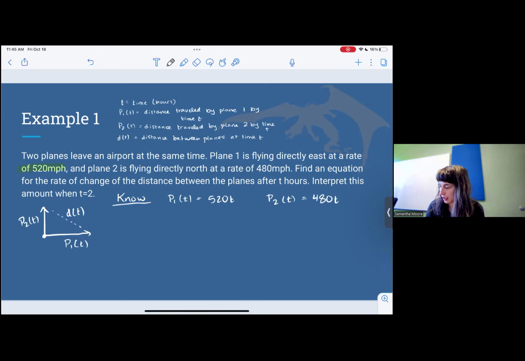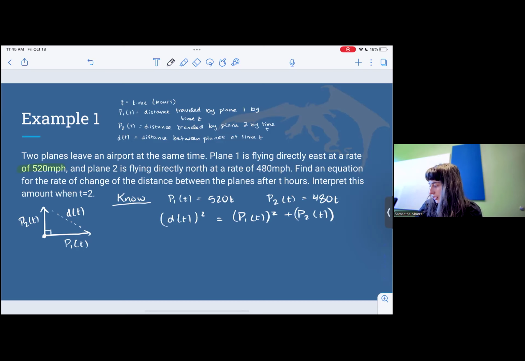And then it also helps to look at my picture. So I know that for my picture, I've got a right triangle. And so I could apply the Pythagorean theorem to relate my d of t, p1 of t, and p2 of t. So another thing that I know is that if I take d of t and I square it, then I get p1 of t squared plus p2 of t squared. And that's all that I can really see between the picture and between my word problem. That's kind of all that I can think of in terms of things that I know.